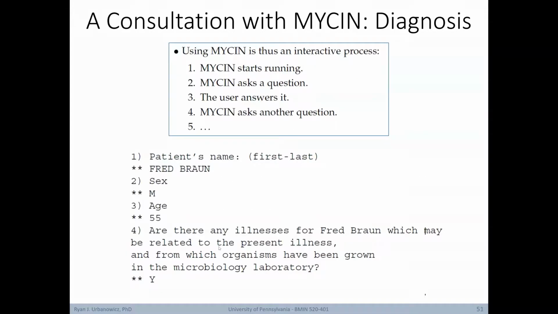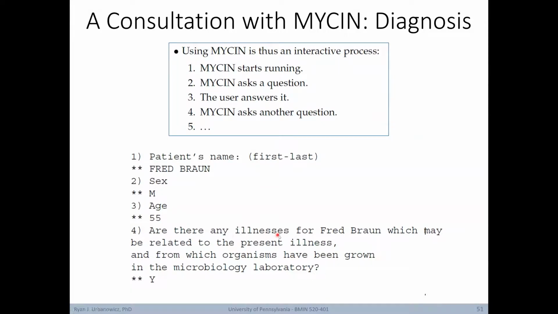Now let's look at an example consultation with MYCIN between a user and the expert system itself in trying to make a diagnosis. So as we said, MYCIN is an iterative process. It starts running, it asks a question, the user answers it, and MYCIN asks another question. So here we start with the system asking the patient's name, and the user enters Fred Braun. The system asks for sex, the user enters male. System asks for age, 55 is entered.